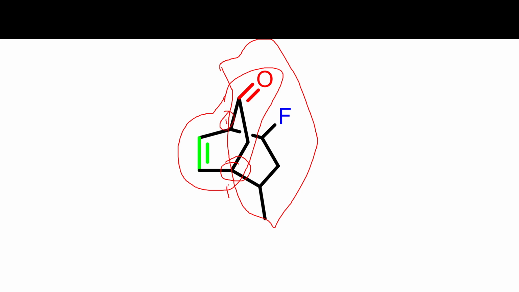If you start from the lower side, this will be one, and then we have to go to the larger ring. Between these, the right-hand side ring is the larger, so you have to go to the larger ring first. Then one, two, three, this will be four, this position will be five, this carbonyl will be six, this will be seven, this will be eight, and this will be nine.